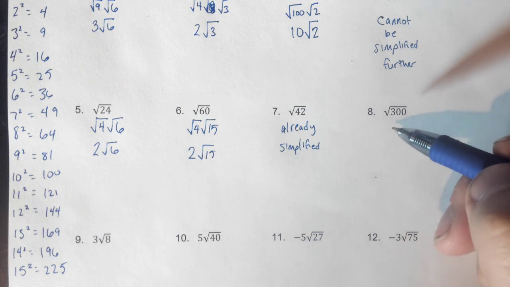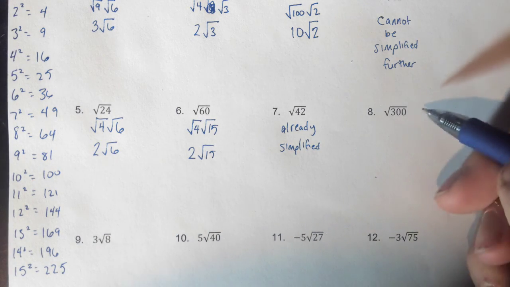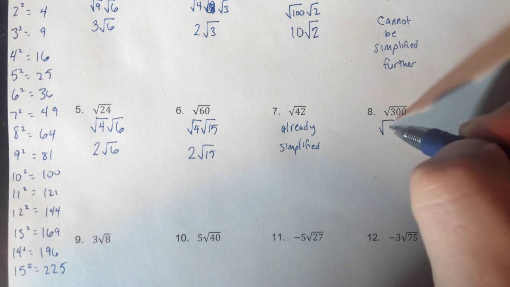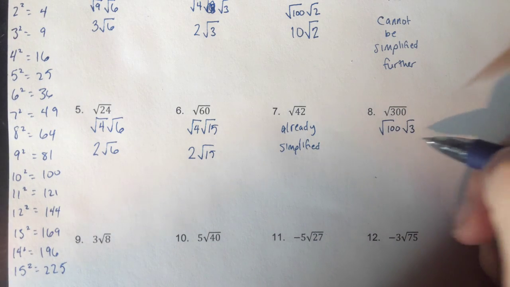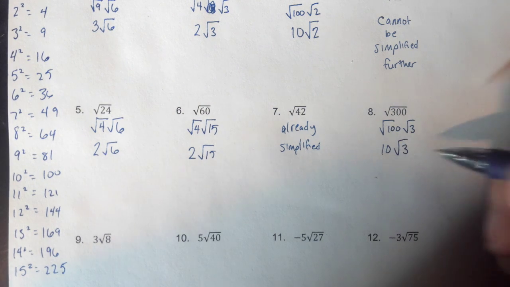Number 8, that one's pretty easy. Anytime it's something 100, it's going to be 100 times 3 in this case. Square root of 100 is 10, so 10 square root of 3.